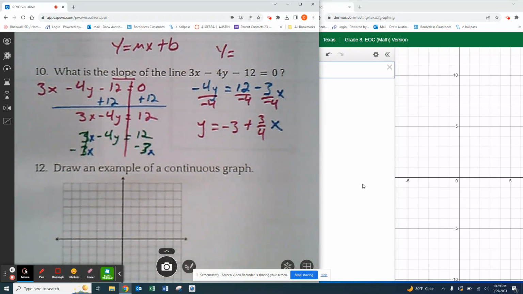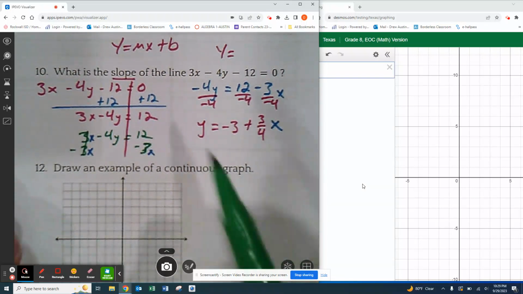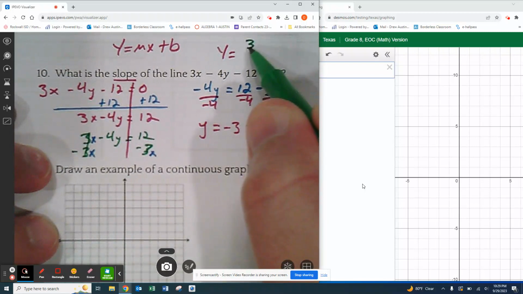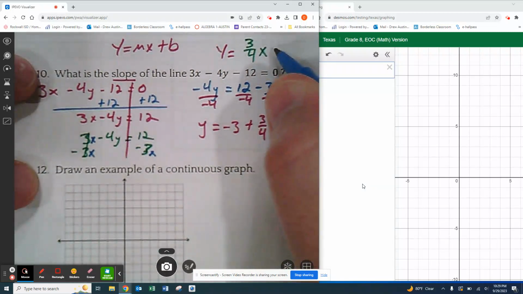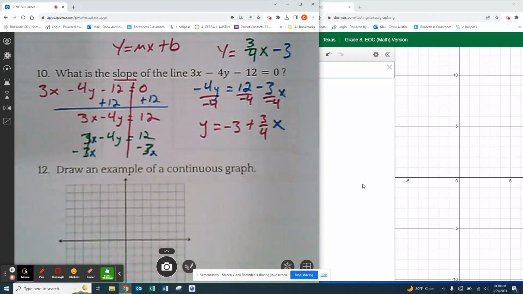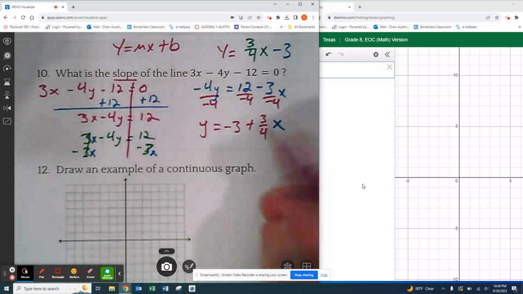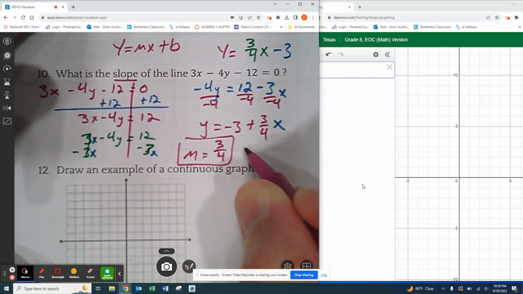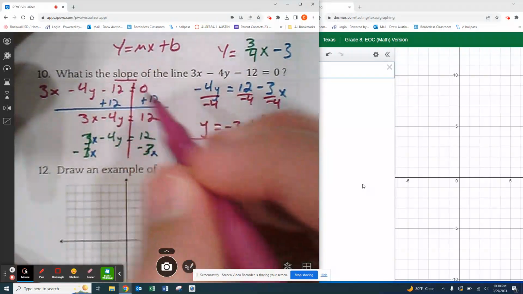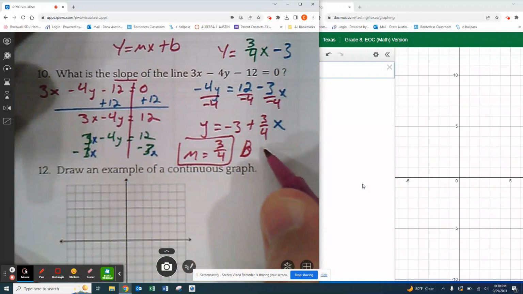Now I have y equals 3/4 x minus 3. Now that's in slope-intercept form. Now my slope is 3/4. And my y-intercept, even though the question doesn't ask for it, I'm going to go ahead and give it. My y-intercept is negative 3.